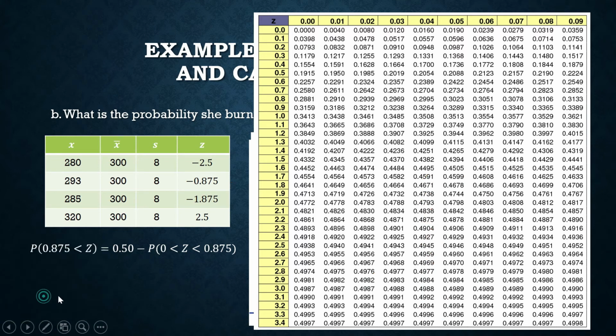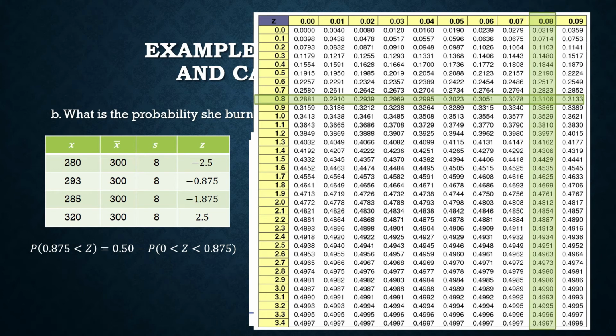So what is the area of the region between 0 and 0.875? I will round this off to 0.88. We begin with 0.80, and then we look for 0.88. It's 0.3106. So the area of the region we are looking for is 0.5 minus 0.3106, which is equal to 0.1894. So the probability she will burn less than 293 calories is 0.1894.